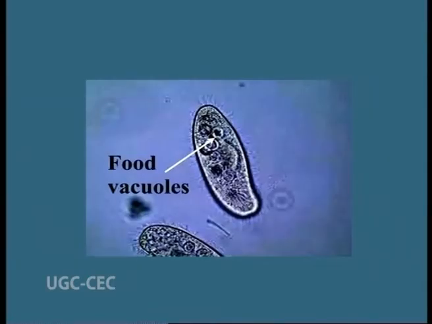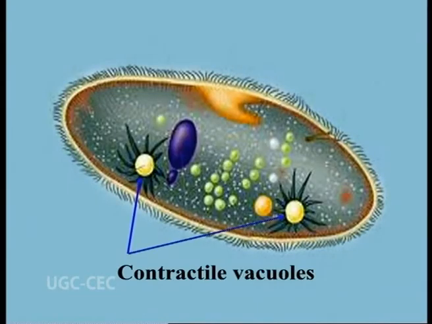Nutrition may be holozoic, that is animal-like, or holophytic, that is plant-like, saprozoic or parasitic. Digestion is intracellular and takes place inside the food vacuoles. Respiration occurs by diffusion through the general body surface. Excretion through contractile vacuoles or generally through the body surface.